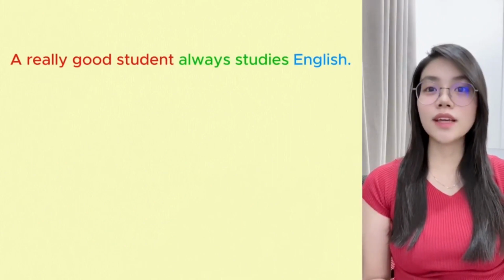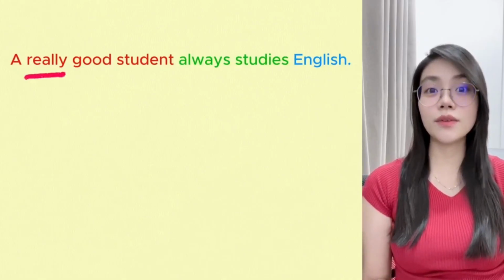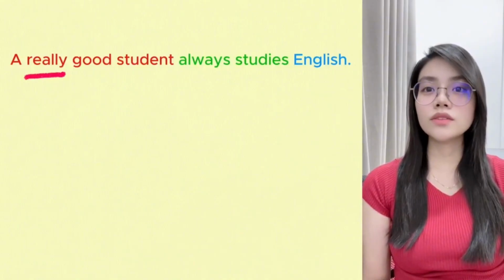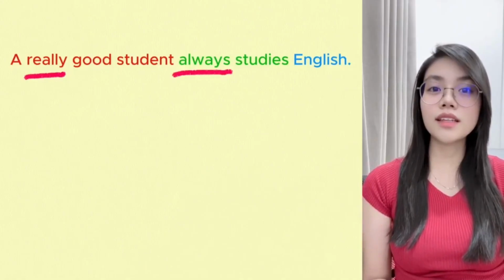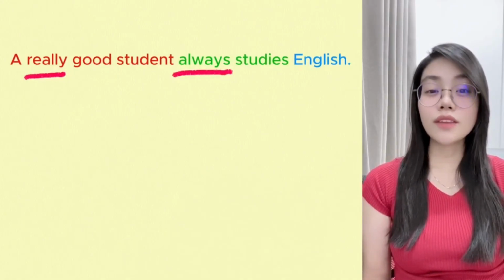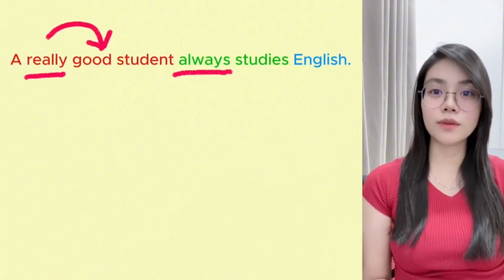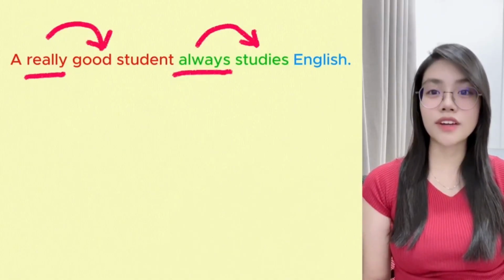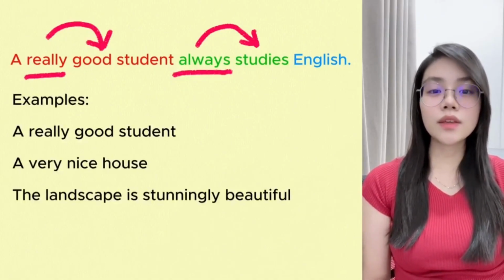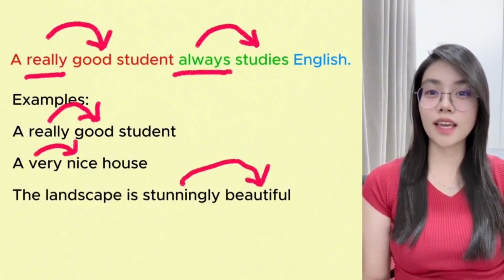Now, let's take a look at this sentence. A really good student always studies English. We have the word really before the adjective good, and really is an adverb. We also have always before the verb studies, and always is an adverb too. So what do adverbs do? Yes, they modify adjectives or verbs. They always come before the adjective they modify. For example, a really good student, a very nice house, a stunningly beautiful landscape.